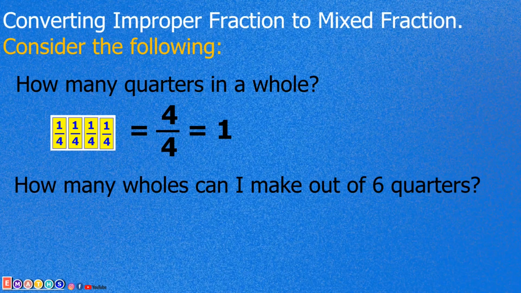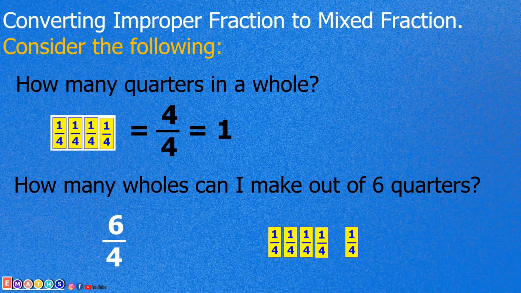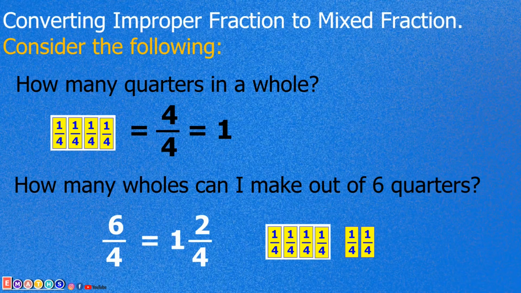How many wholes can I make out of 6 quarters? Here, the example, 6 quarters. 1 quarter, 2 quarters, 3 quarters, 4 quarters, 5 quarters, 6 quarters. We know 4 quarters makes 1 whole. Therefore, we say 6 quarters makes 1 whole and 2 quarters.